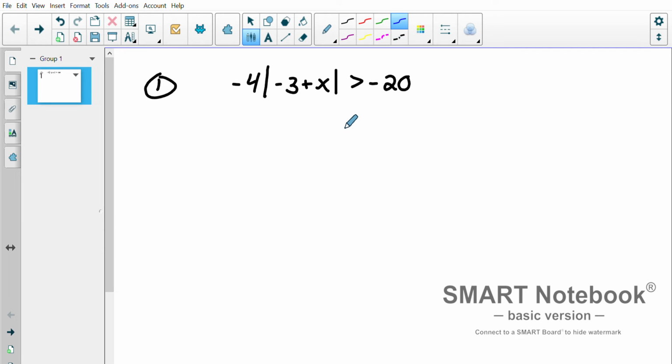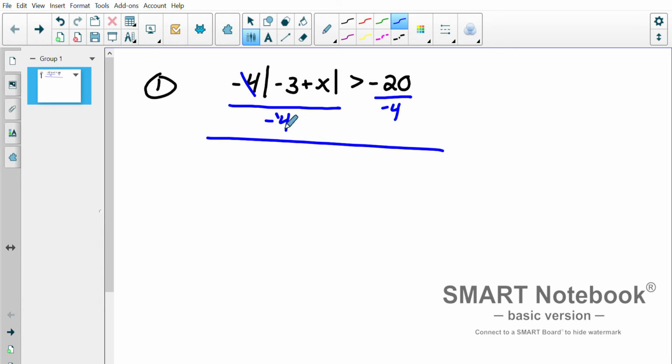All right, so we're going to take the left side first. We've got to get rid of the -4 that's being multiplied by the absolute value. So we're going to divide both sides by -4. My inverses will cancel. That leaves me with the absolute value of -3 plus x is now less than, we divided by a negative so our inequality symbol flips, and -20 divided by -4 is going to give me a +5.